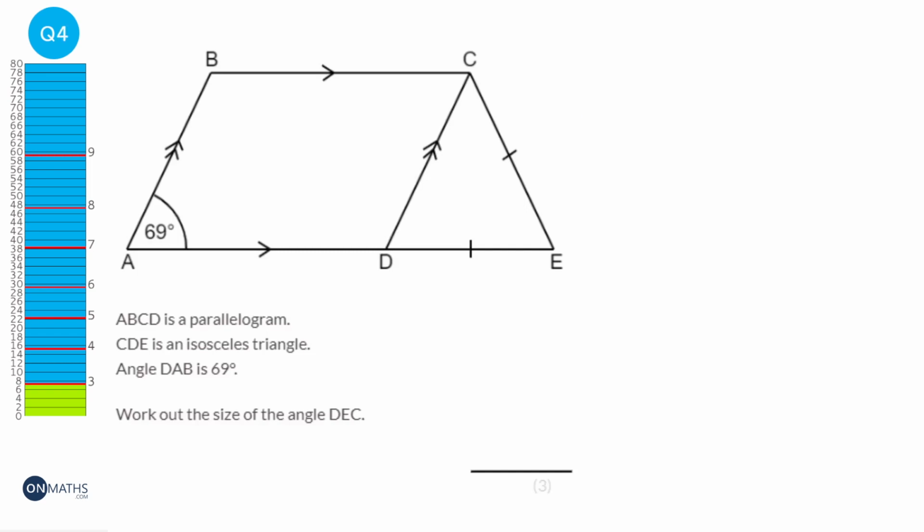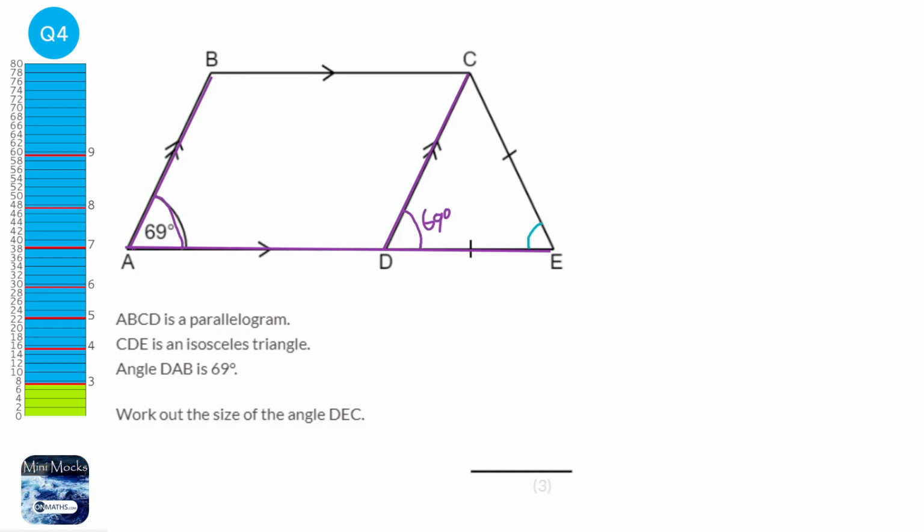So we're looking for angle DEC, which is this one here, but we can't go directly there. We've got to work our way towards it. The first thing I'm going to look at is this set of parallel lines here. We've got a line going through these parallel lines, this line here. And so this angle here and this angle are going to be corresponding. So this is going to be 69 degrees.